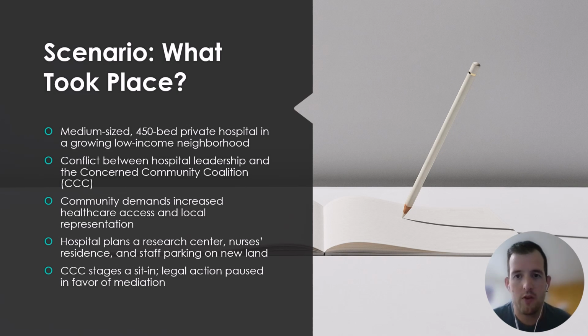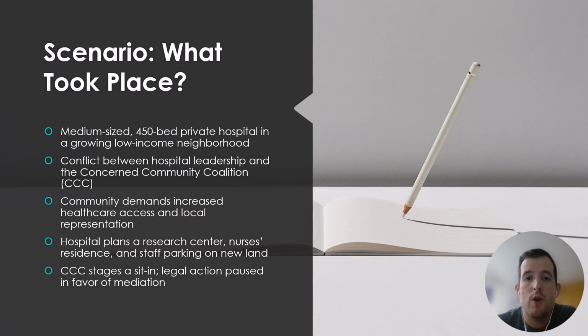Tensions escalated when the Concerned Community Coalition, or CCC, learned of the hospital's plans to invest in a heart research facility and staff amenities instead of addressing urgent local needs. In response, the CCC staged a sit-in demanding increased outpatient services, a neighborhood health center, preventative care programs, and representation in hospital governance. The hospital leadership refused to negotiate under pressure, leading to a legal standoff.